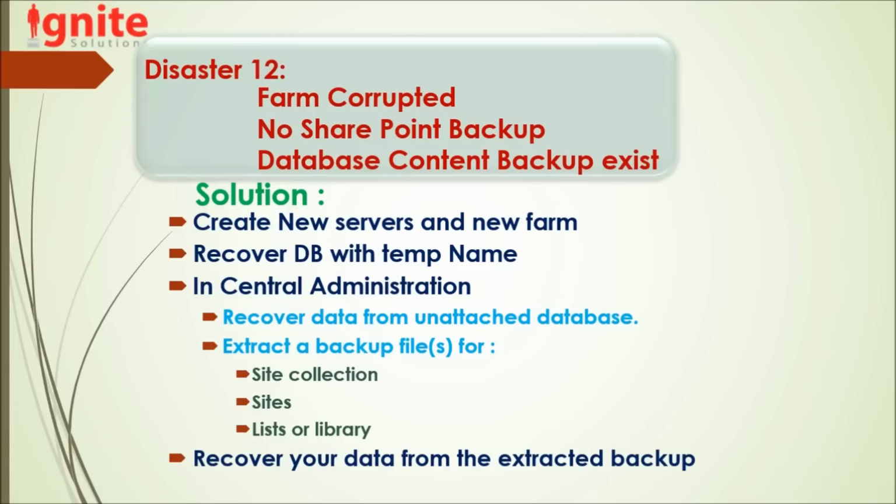First, go to your SQL Server and recover your content database with a temporary name. Then go to the central administration and restore data from that temporary database, which we call this time an unattached database. It means it is not connected to any SharePoint site or site collections. Through central administration you can extract backup files for a site collection, sites, lists, or library. Now you have SharePoint backup files. Go and recover your data from those backups. Let me show you practically.